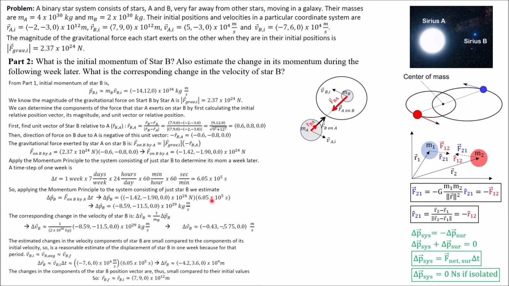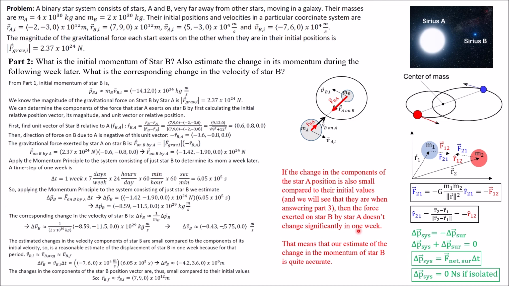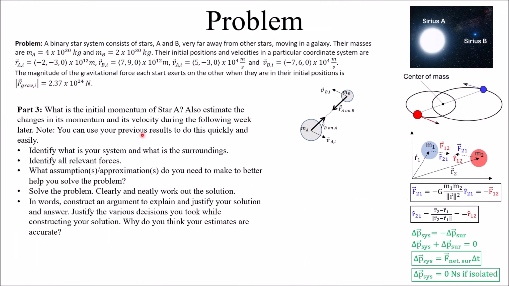And so we'll move on to this next part here. Just remember that we are basically assuming that these components are really small changes, and so it really doesn't change significantly in 1 week. The force changes, and so that means our estimate of the change in momentum of star B is pretty accurate. And so we'll look at part 3. And so we'll just basically do the opposite of what we did. It's just kind of an extension of part 2.